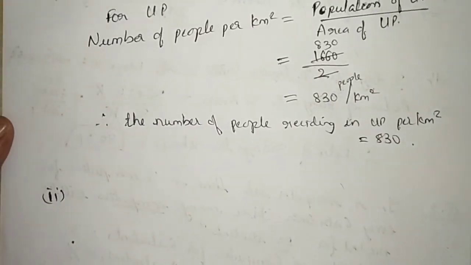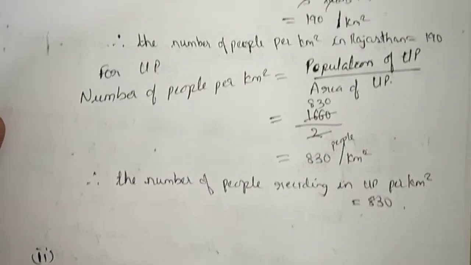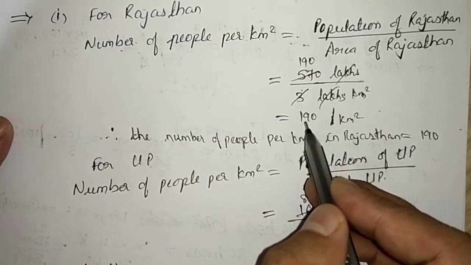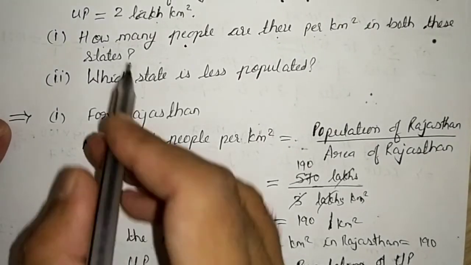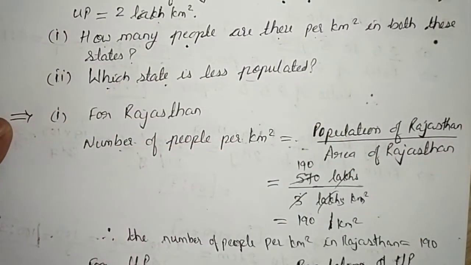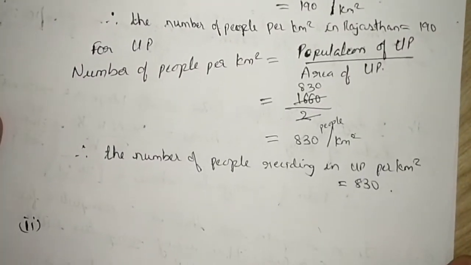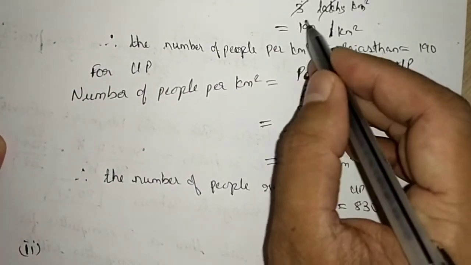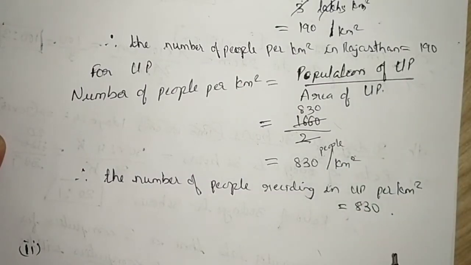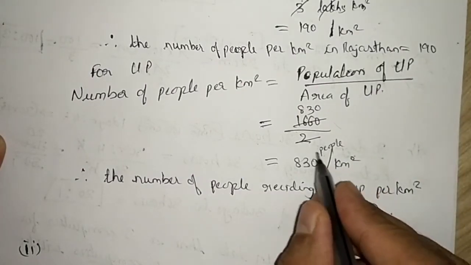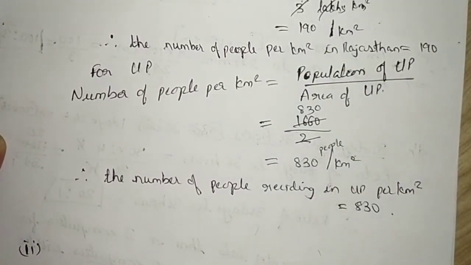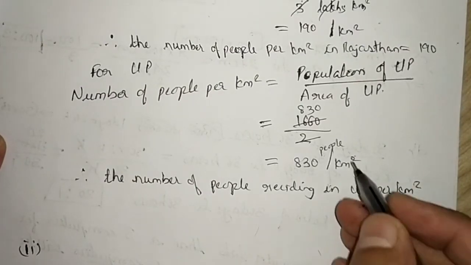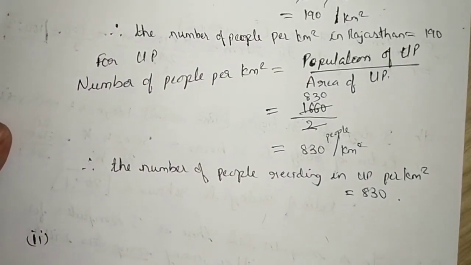For 1 square kilometer area there are 830 people here, and here for 1 square kilometer area there are 190 people. Now question number 2 says, which state is less populated? Definitely the one which has fewer people per square kilometer will be less populated. For example, if in one city there are 830 people and in another there are 190 people, which of the two cities will have less population? Definitely the one with 190. Here also the one which is less will be less populated.